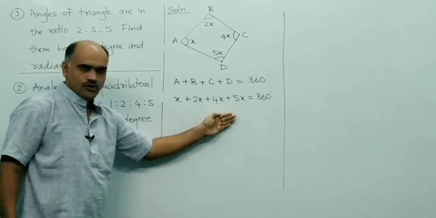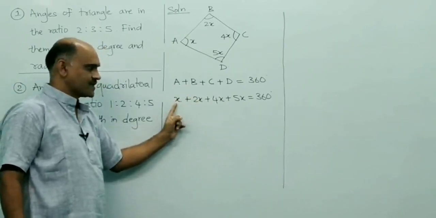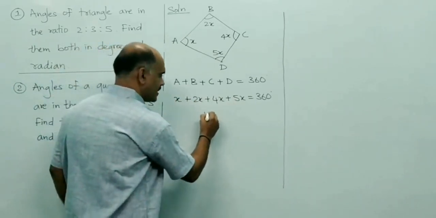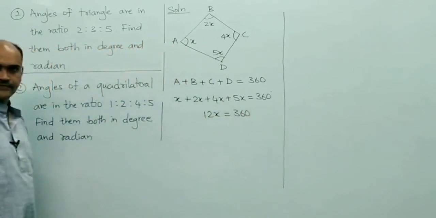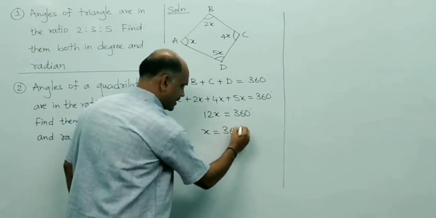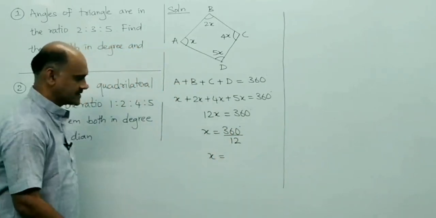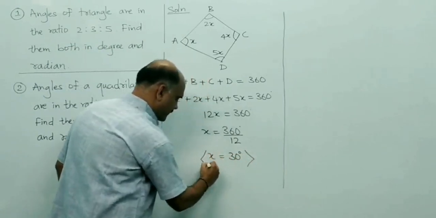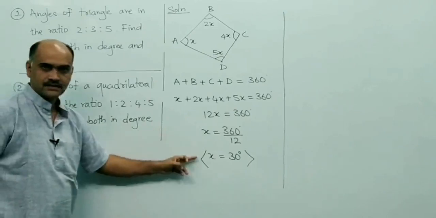So now again if I solve, I will be getting the value of x. 2 plus 1 is 3, 4 plus 3 is 7, 7 plus 5 is 12. So you will have 12x is equal to 360 degrees. Now divide by 12. So you will have x is equal to 360 divided by 12. So you'll get x is equal to 30, since 12 threes are 36. So x is equal to 30 degrees. Clear, students? x is 30.